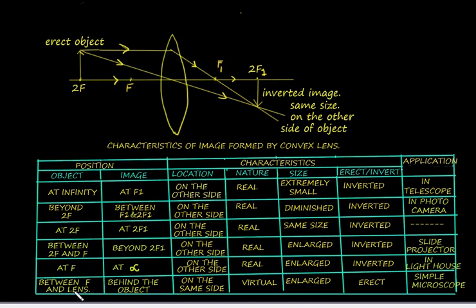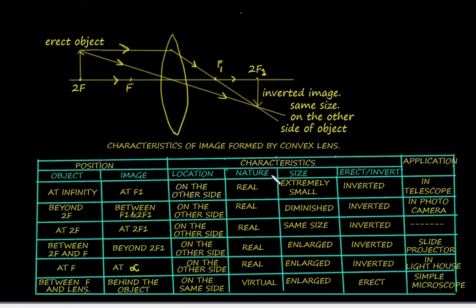For these cases, excepting for the case where the object is placed between f and lens, the location of the image is always on the other side of the object. The image position may be at f1 for object at infinity, between f1 and 2f1 for beyond 2f, at 2f1 for object at 2f, beyond 2f1 for object between 2f and f, image at infinity for object at f, and behind the object on the same side for object between f and lens.